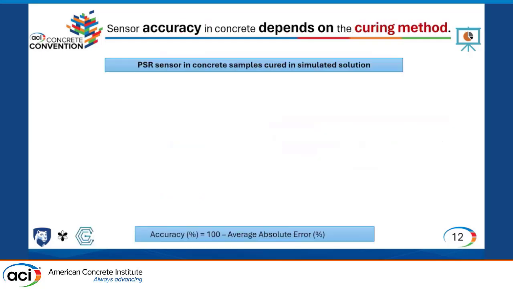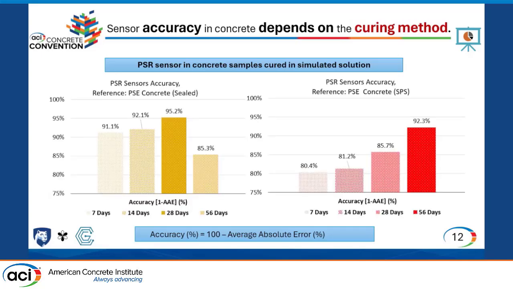So considering the curing is very essential when we deal with the sensor, now I will present the accuracy of the sensor by comparing it to this result. The pore solution resistivity of the sensors that were cured in simulated solution is compared to 2 reference points. So this graph will represent the accuracy of the sensor versus 2 reference extraction points, one from sealed condition and one from simulated solution.